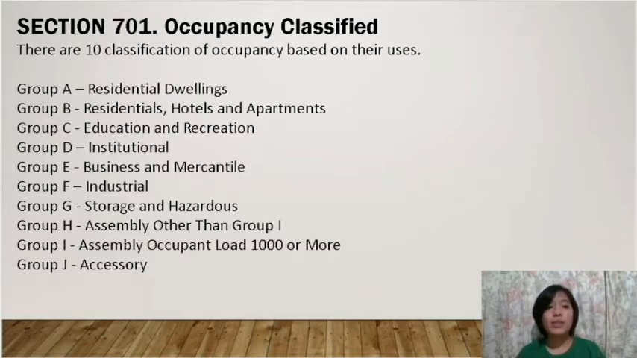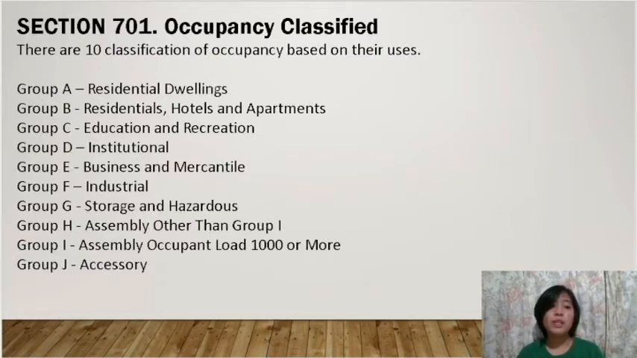Group B, we have residentials which have multiple dwelling units such as hotels and apartments. Group C, we have educational and recreational, such as schools and daycare centers. Group D, we have institutional, such as hospitals, nurseries, jails, and prisons. Group E, we have business and mercantile, such as gas stations, wholesale and retail stores, office buildings, etc. Group F, we have industrial, such as factories and plants.